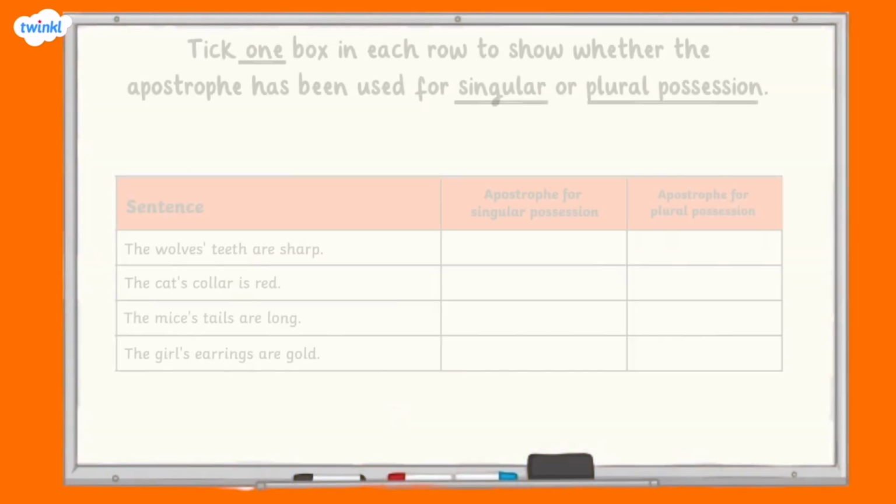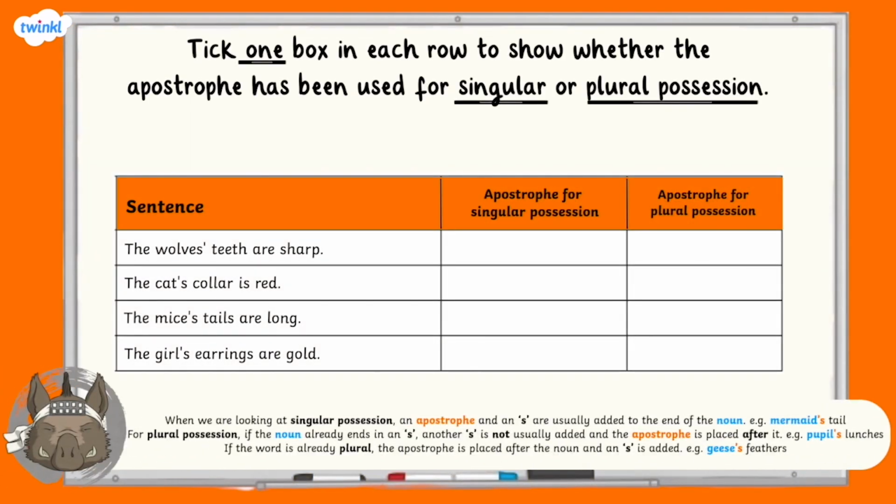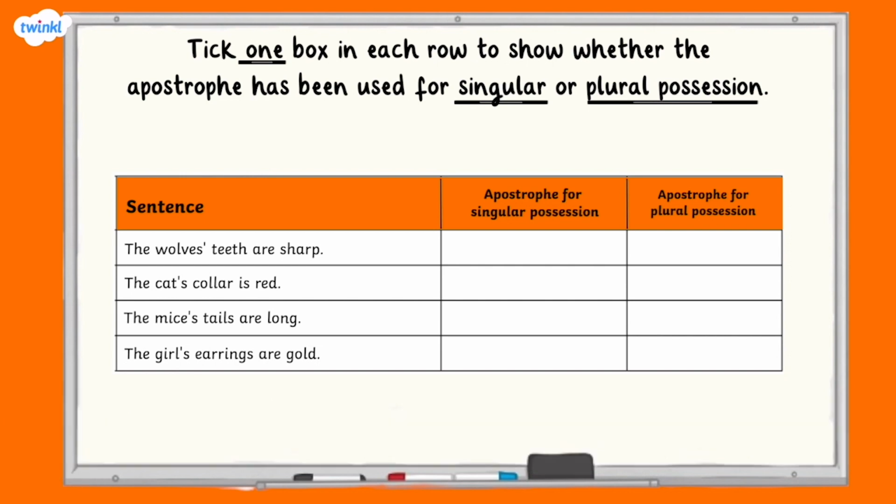Let's have a look at the first question. Tick one box in each row to show whether the apostrophe has been used for singular or plural possession. In the first sentence, the noun wolves is plural, so the apostrophe is being used for plural possession. Hoo-yah! In the second sentence, an apostrophe and an S have been added to a singular noun, cat. Therefore, the apostrophe is used for singular possession.